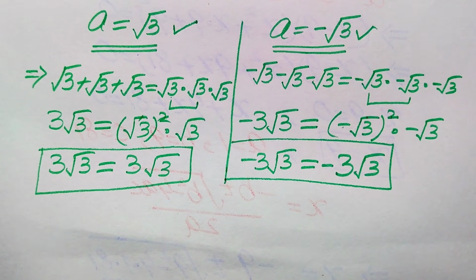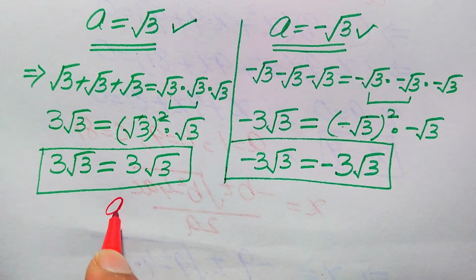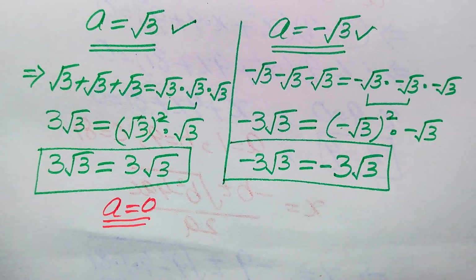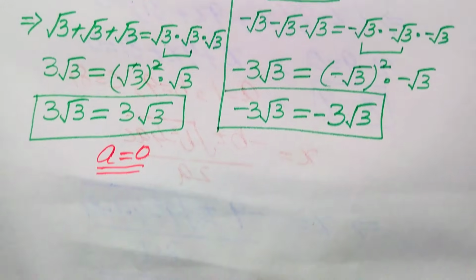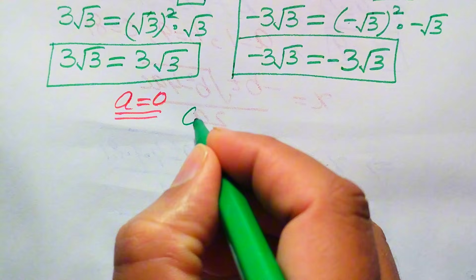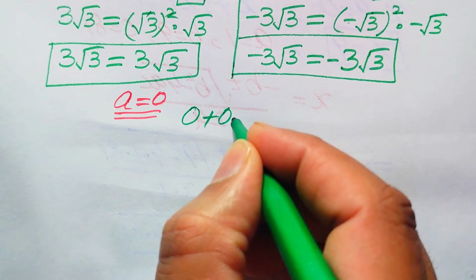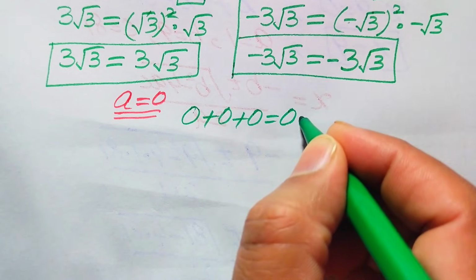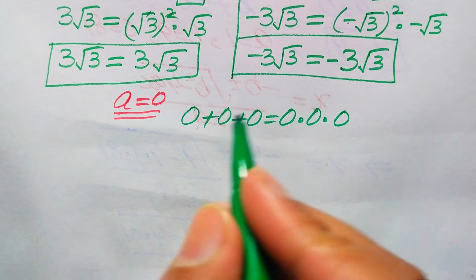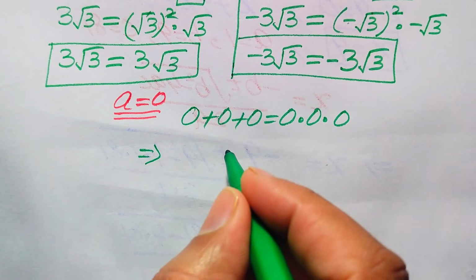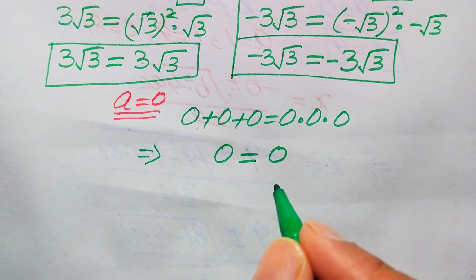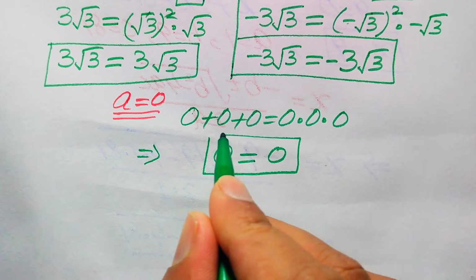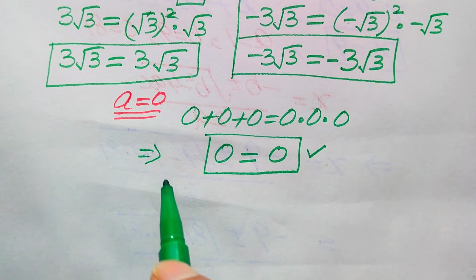And now in the same pattern we need to verify the third value of a. So the third value of a is a equals 0, and we substitute a equals 0 on both of the sides of this equation, and after substituting it is written as 0 plus 0 plus 0 equals 0 multiplied by 0 multiplied by 0. And you see when we add 0 3 times it becomes 0, and when we multiply 0 3 times it also becomes 0. So this shows that both of the sides are equal. It means that the third value of a also satisfies our given question statement.